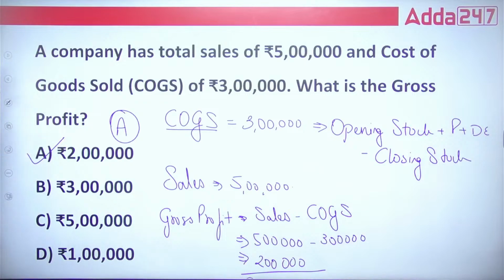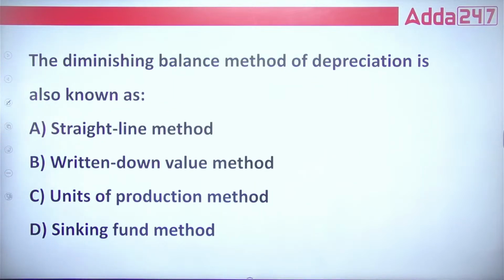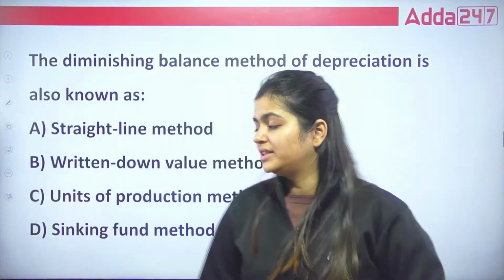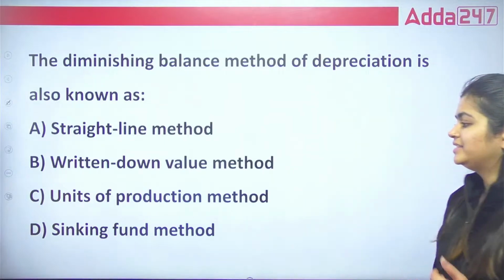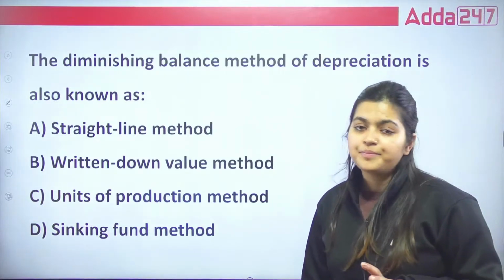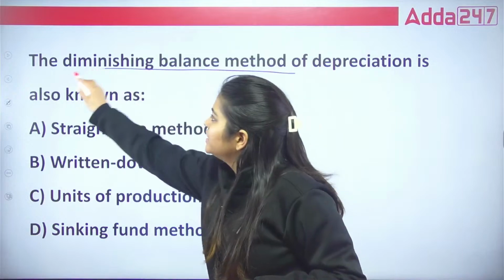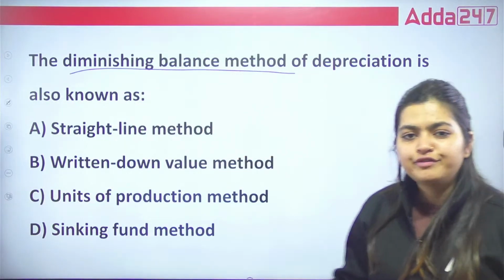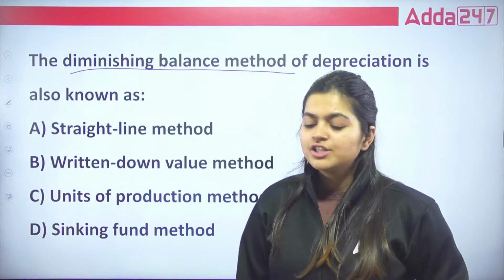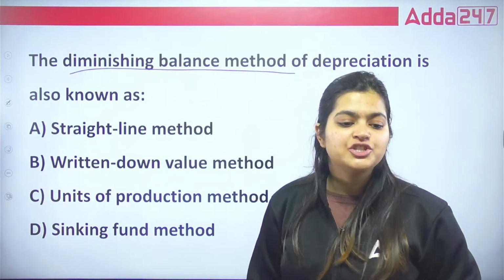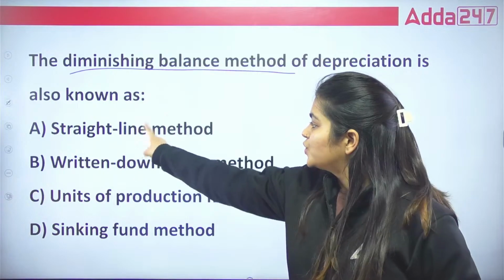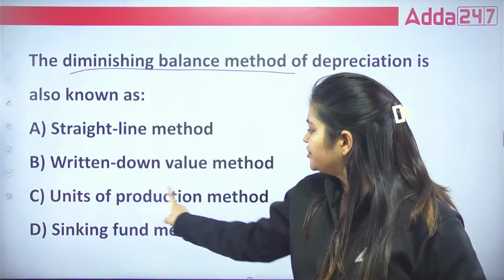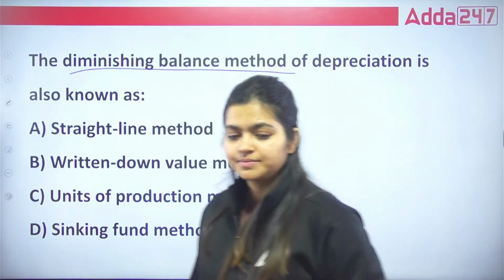Correct. Coming to the next question, the diminishing balance method of depreciation is also known as A, straight line method, B, written down value method, C, units of production method, D, sinking fund method. What is the alternative name of this diminishing balance method? We have different names, correct? What is the another name for diminishing balance method?